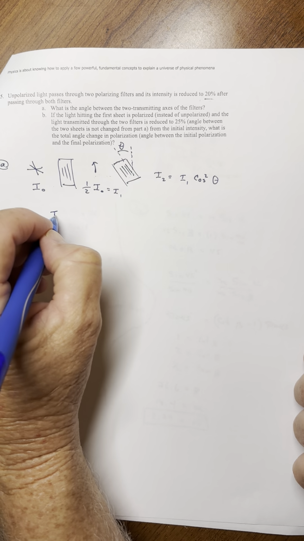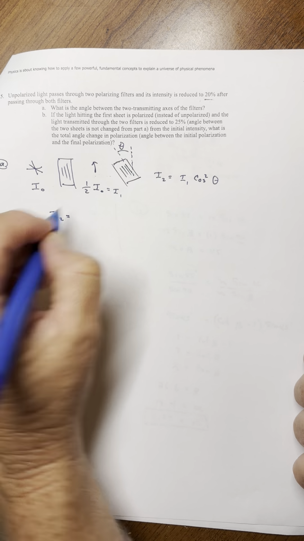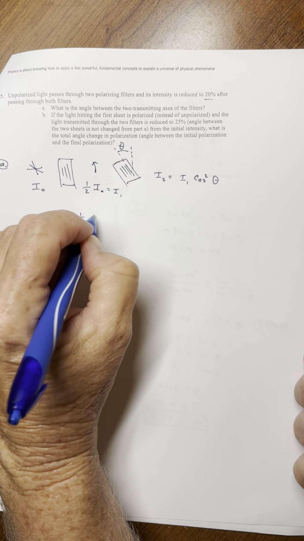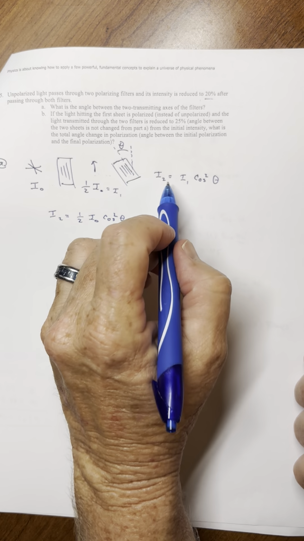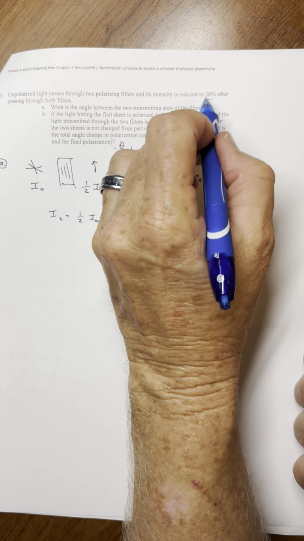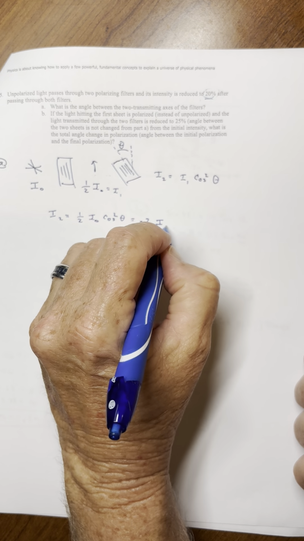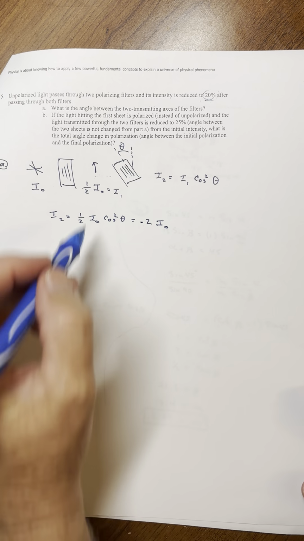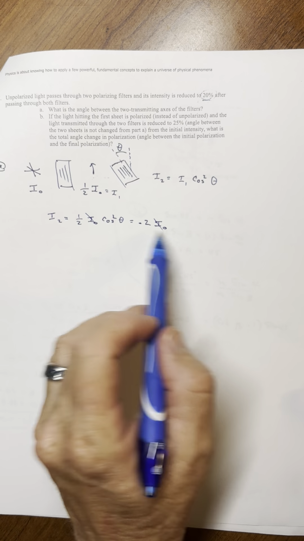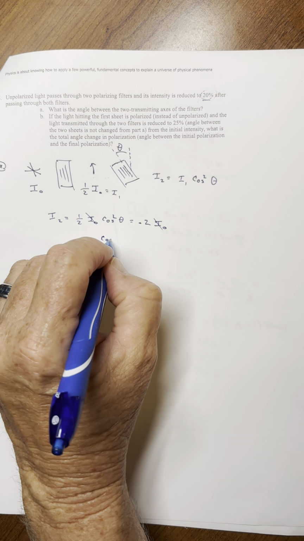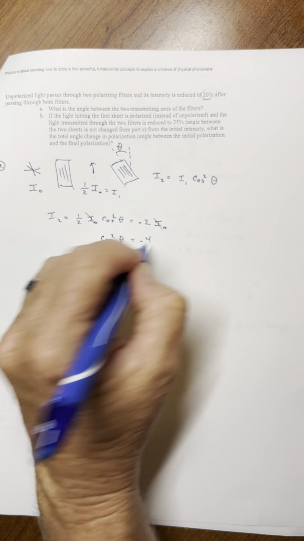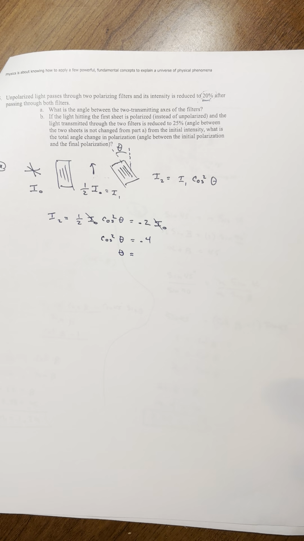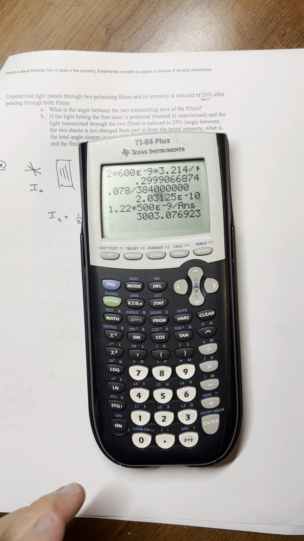Now, continuing on with this calculation, here we could put 1/2 I naught cosine squared theta. And the total intensity, they said, is reduced to 20% of its original. So I'll say that's 0.2 times its original. So the original cancels off, and we can even move the 2 from the downstairs up to here and get a 0.4. And so we can answer this question: what is the angle between the 2 transmitting axes?